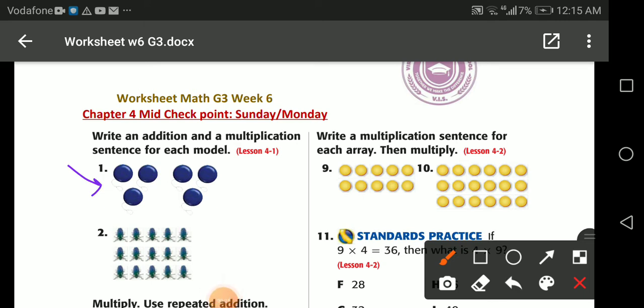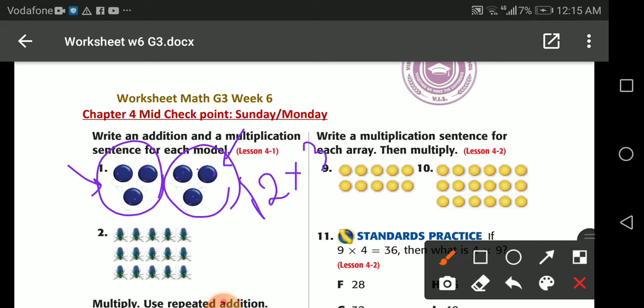Okay, as you see, my dear students, how many balloons do I have here? One, two, three in a group, and another three in the second group. So, how many groups do I have here? Two groups. In each group, how many balloons? Three balloons. One, two, three. So, the multiplication sentence here will be 2 multiplies 3.